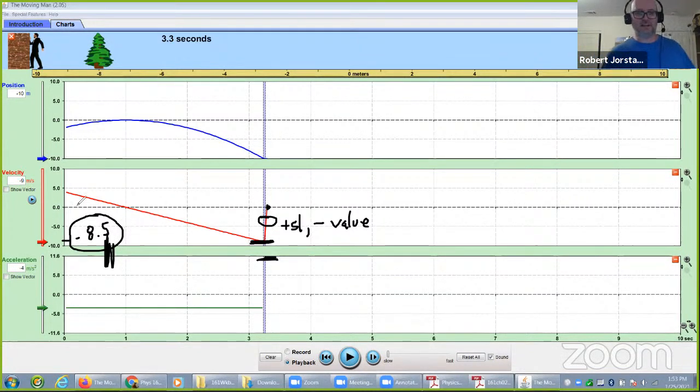So essentially, if you're looking at a velocity graph, the closer you get to the horizontal axis, the slower you are moving. Again, the closer you get to the horizontal axis of a VT plot, the closer you get to 0 speed. All right.